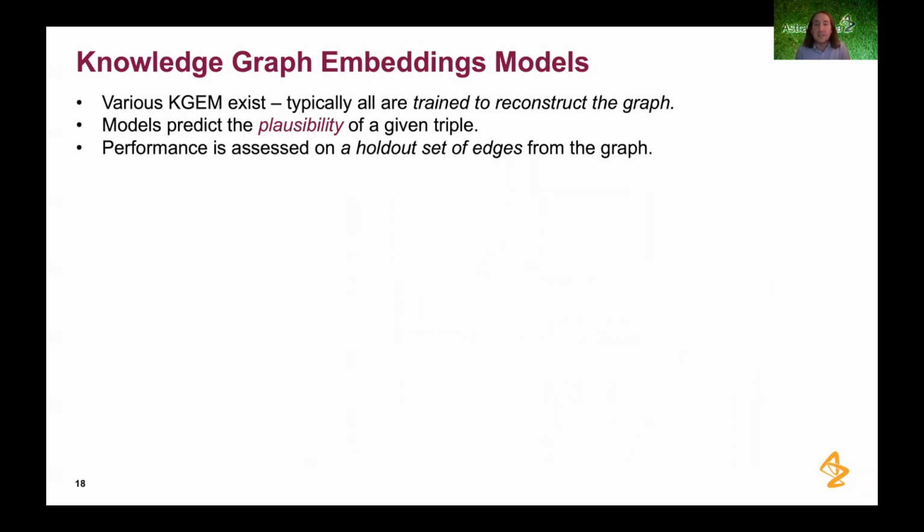This is typically done via a process of graph reconstruction, where the model is trained to recreate the original training graph as effectively as possible. Essentially, the model ends up assessing the likelihood or plausibility of a given triple, with known true triples trained to be ranked above randomly sampled negative ones. And the model performance is assessed on a holdout set of some of the training triples.